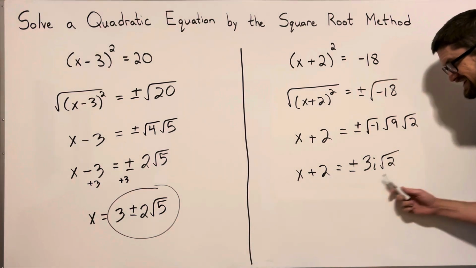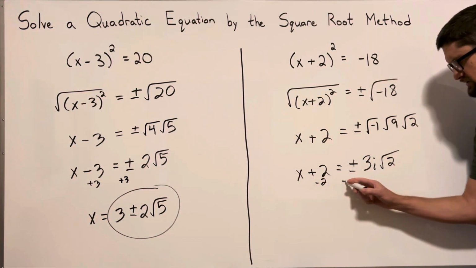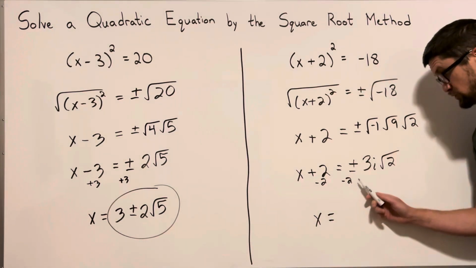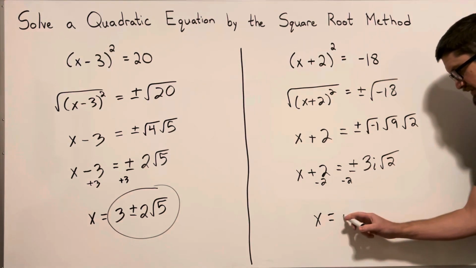like this. And then all that's left to do is subtract 2 on both sides. And I'm going to write this as negative 2 plus or minus 3i square root of 2.